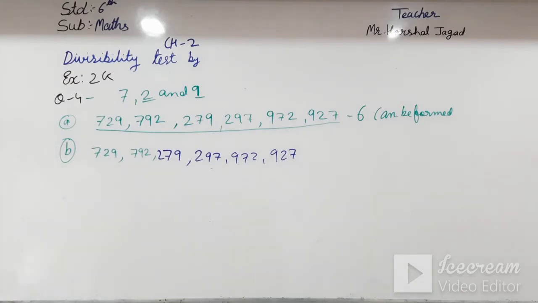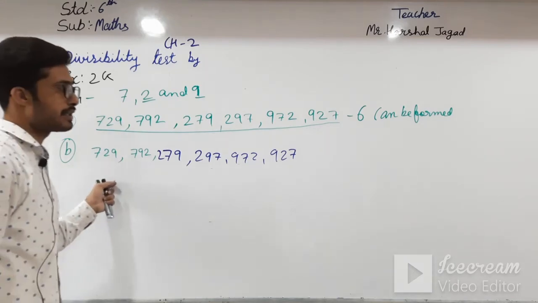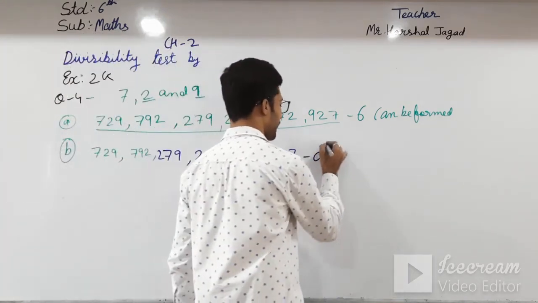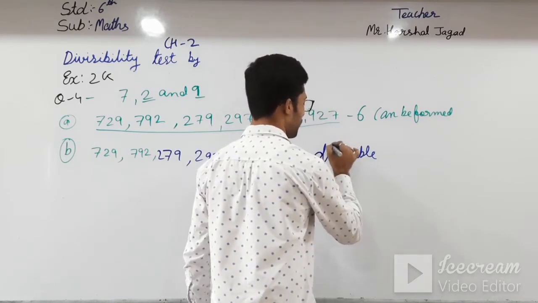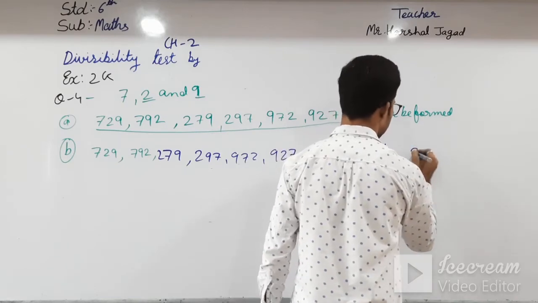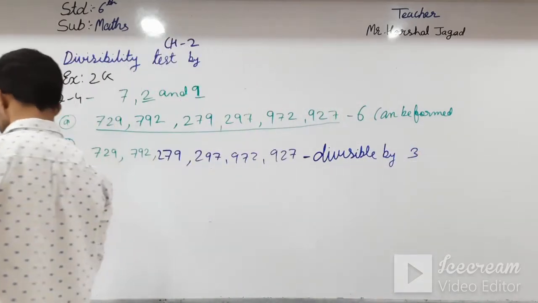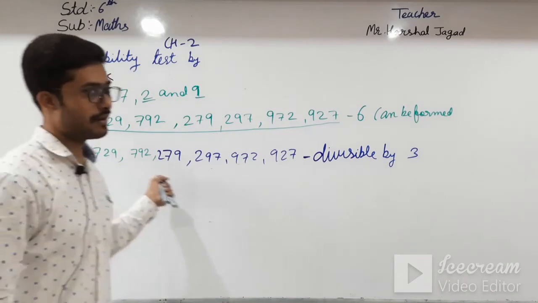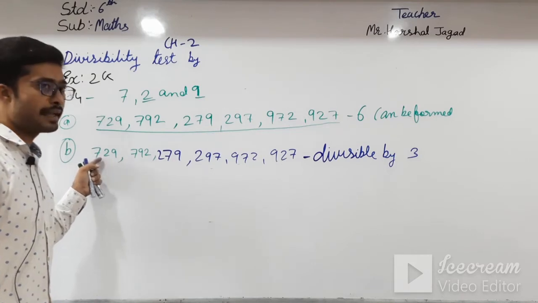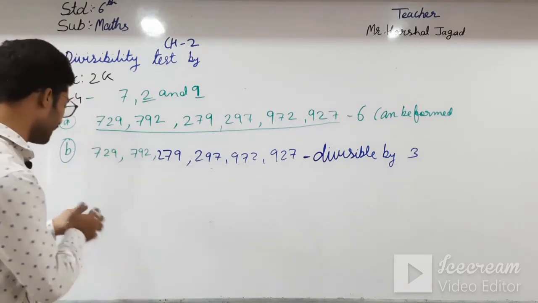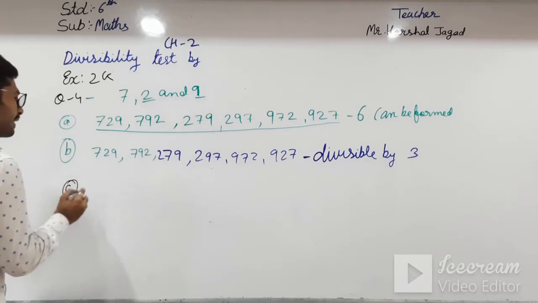Okay, students, our next question, C. How many of the numbers formed in A are divisible by 9? So which of these numbers are divisible by 9? First of all, I'm writing divisible by 3 and divisible by 9. All have the sum 18. For 9 also we have to find the total. 7 plus 2, 9. 9 plus 9, 18. So all the numbers in this are divisible by 9 also.